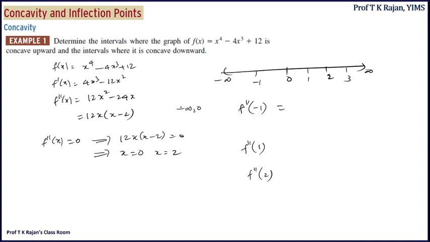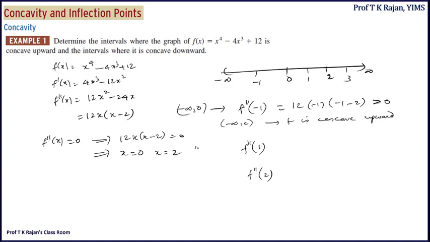For the interval minus infinity to 0, we are taking the point -1. Calculate f double dash of -1, which is 12 times -1 times (-1 - 2). This is a negative number times a negative number, so positive, clearly greater than 0. So you can conclude that on the interval minus infinity to 0, the function is concave upward.